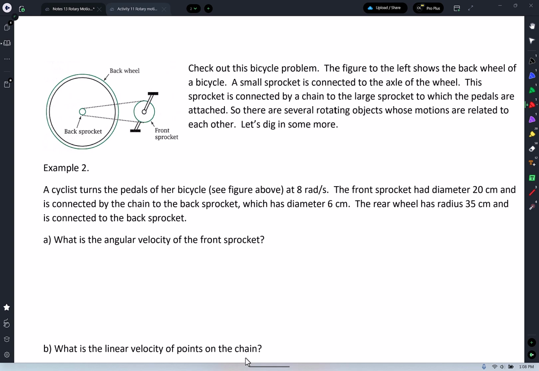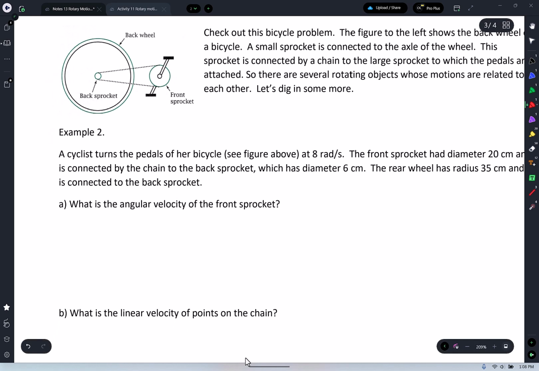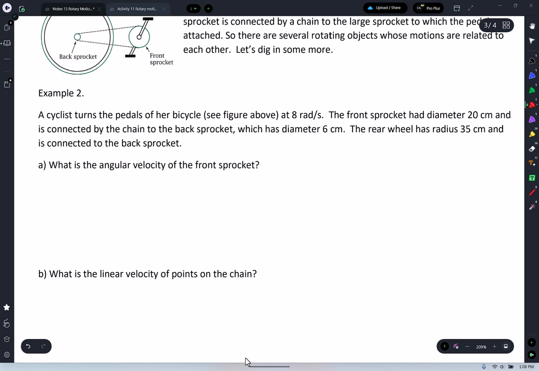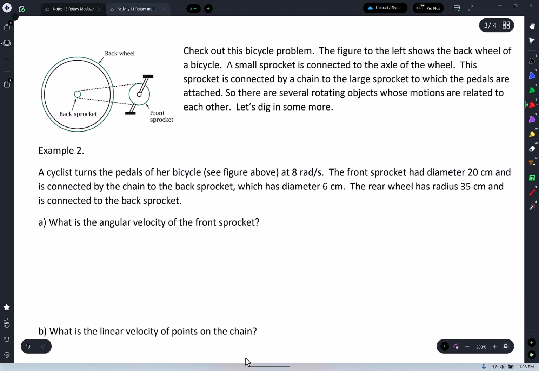It says the figure to the left shows the back wheel of a bicycle. A small sprocket is connected to the axle of the wheel. This sprocket is connected by a chain to the large sprocket to which the pedals are attached. So there are several rotating objects whose motions are related to each other. Example 2. A cyclist turns the pedals of her bicycle at 8 radians per second. So I'm pushing down on these pedals at 8 radians per second.